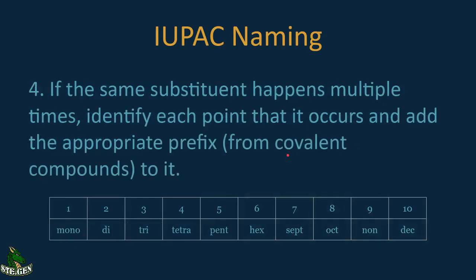Rule number 4, if the same substituent happens multiple times, you get to identify each point it occurs by using the number, and then you add the appropriate prefix from the covalent compound rules that we've used to it. So 1 is mono, 2 is di, 3 is tri, 4 is tetra, 5 is pent, 6 is hex, 7 is sept, 8 is oct, 9 is non, and 10 is dec. So if there are 4 methyl groups, it would be tetramethyl, and you just have 4 numbers telling you at what 4 locations those methyl groups are found at.